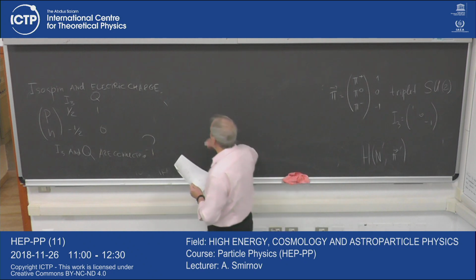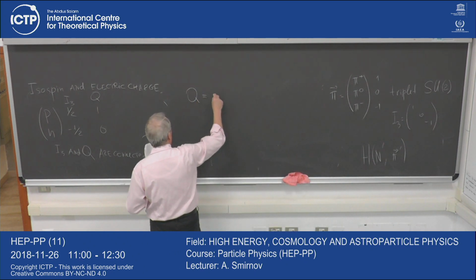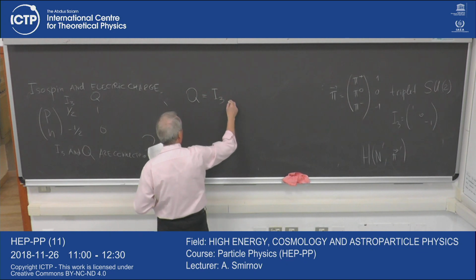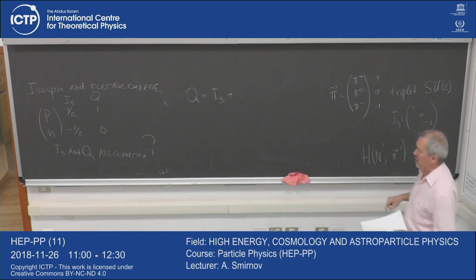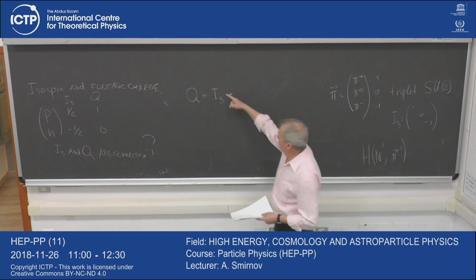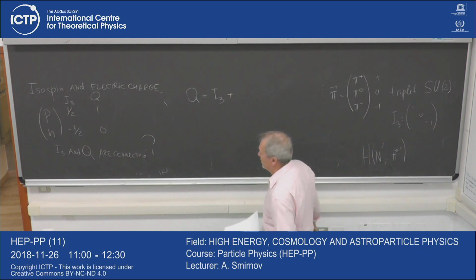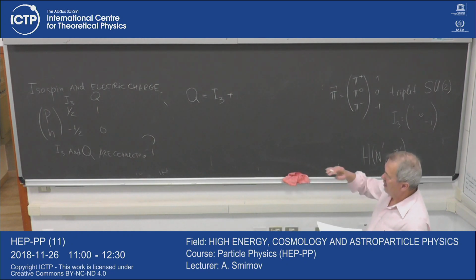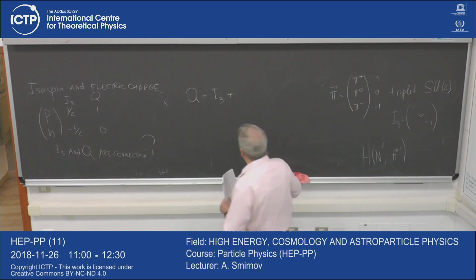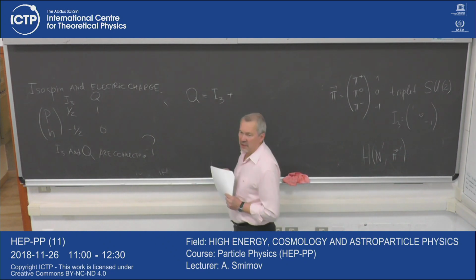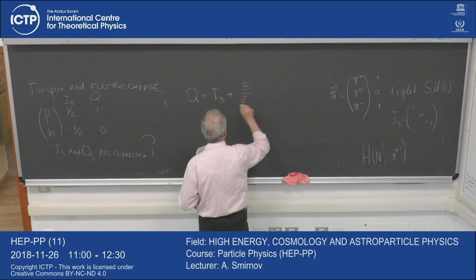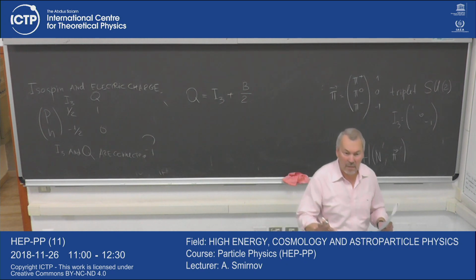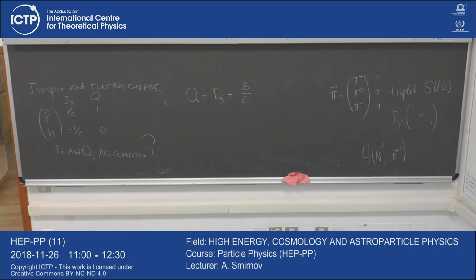So maybe electric charge is the third projection of isospin plus something. And this precisely gives difference of charges, but something should be added which actually also gives the average. And this can be what? By that time people knew baryon numbers, one can try. So why not put here baryon number over 2? This is empirical relation. And that reproduces correctly electric charges, right?